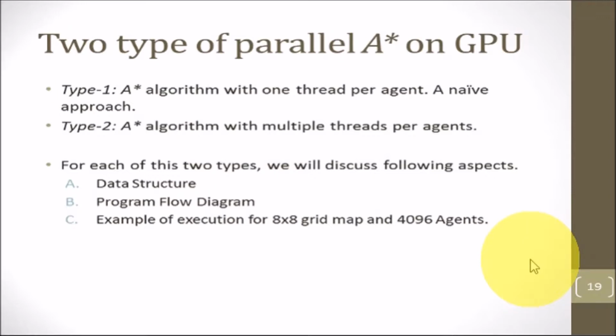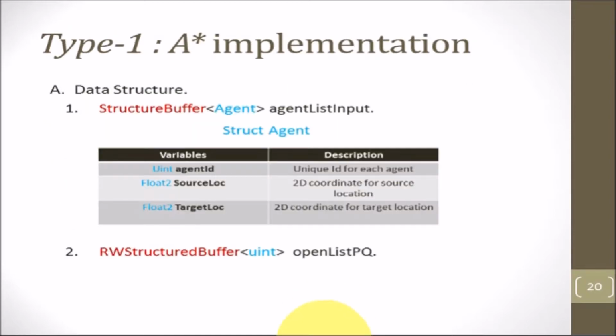So in the following section we will discuss three aspects of both of these algorithms, which are the data structure, the program flow diagram, and how we execute each of these types of algorithms with the basic configuration on an 8 by 8 grid map with 4096 agents.